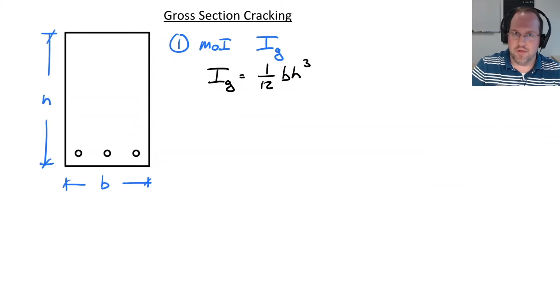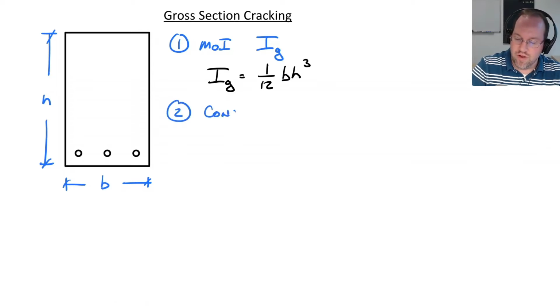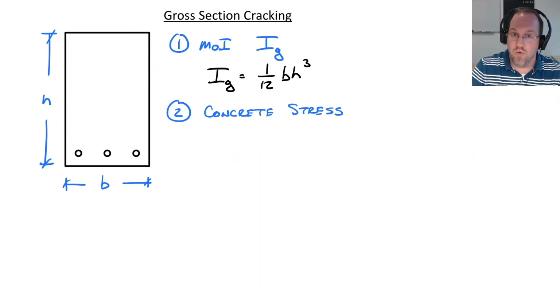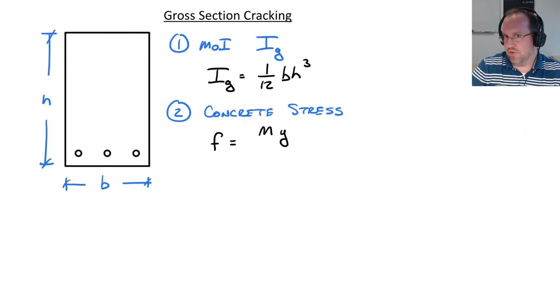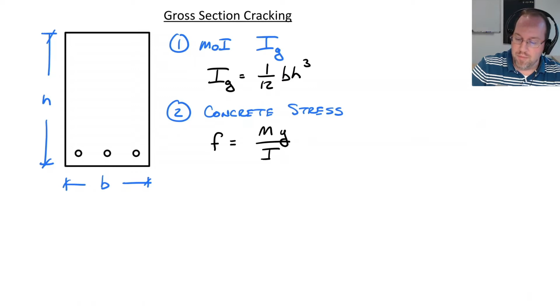Next, I need to know something about my concrete stress. Fortunately, this follows standard beam theory, where I can say that my stress is just equal to my moment times y over I. So here I have stress, and I'm going to represent stress with an f. That's traditional in the concrete literature. It is equal to my applied moment M times y, that's the distance from the neutral axis to the point of interest in my section, divided by my moment of inertia, which is equal to I_g in this case.